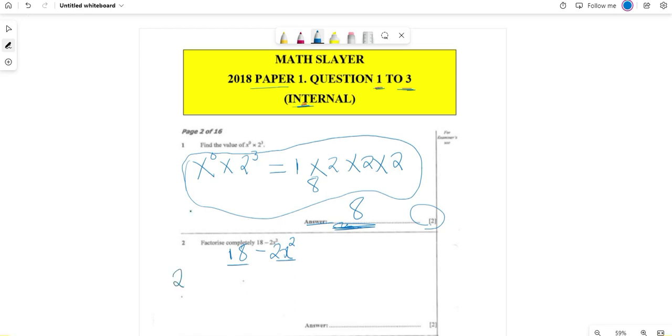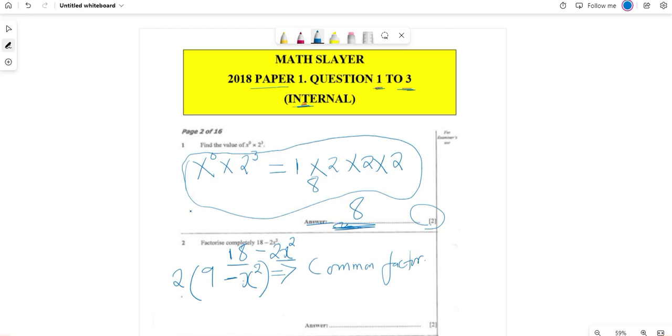So we write 2, open bracket. 2 is a common factor because 2 can go into 18 without leaving a remainder. The same 2 can go into negative 2x squared without leaving a remainder. So 2 into 18 is 9, minus, 2 into negative 2x squared is negative x squared. So here, as I said earlier, we factorized by the common factor method.